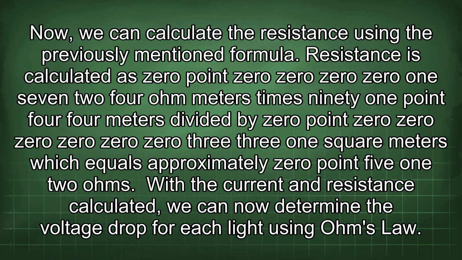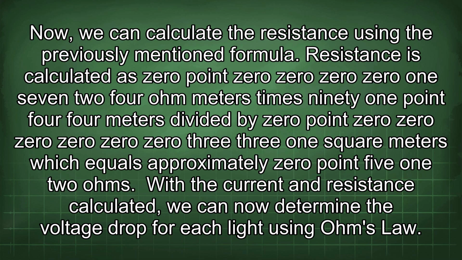Now, we can calculate the resistance using the previously mentioned formula. Resistance is calculated as 0.00001724 ohm meters times 91.44 meters divided by 0.000000331 square meters, which equals approximately 0.512 ohms.